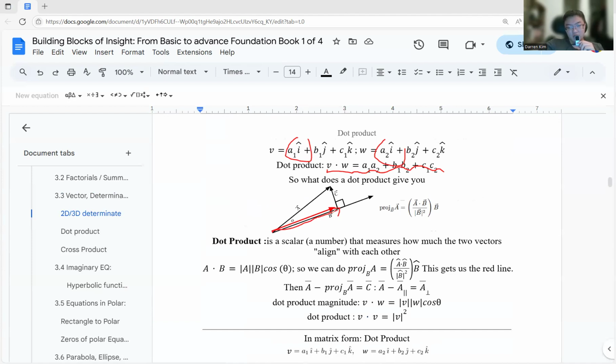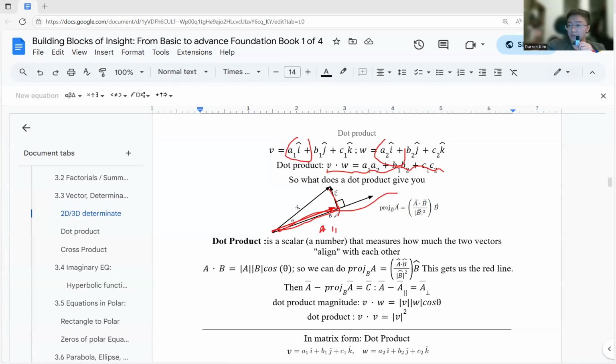I believe this is called a line. Yes, this is called a line that would be parallel to the original B vector. So you just get this new A part, which is going to be parallel to B. Anyways, this is important because it shows you what the dot product does if you do a two vector dot product.